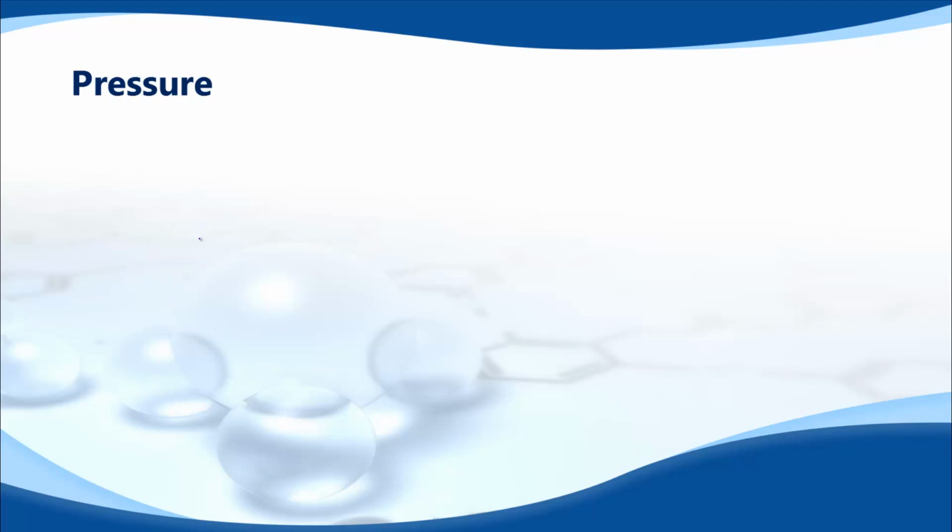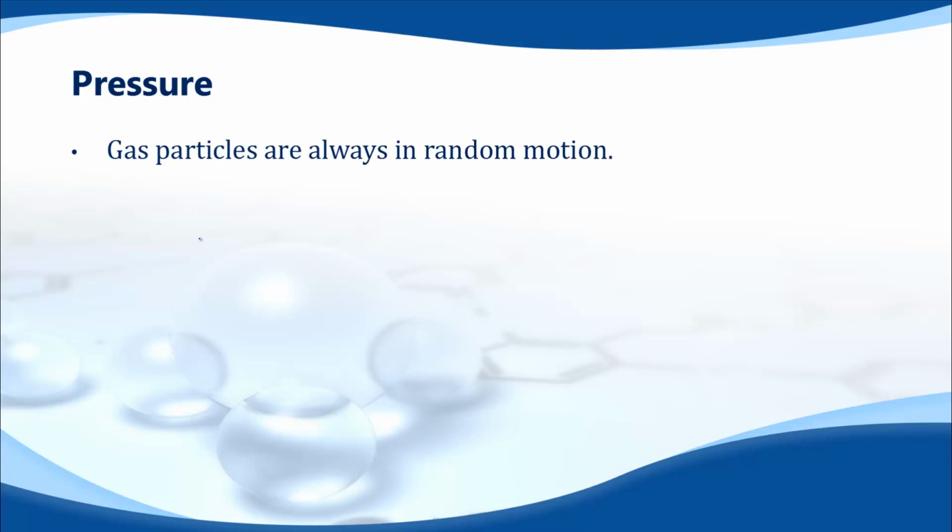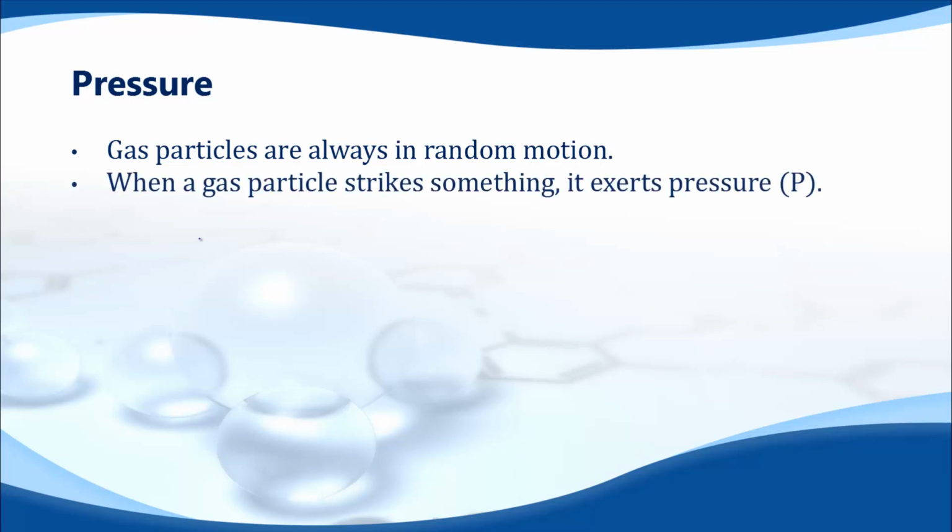Okay, so the first variable I want to go over is pressure, because that's one of the more important variables when we talk about gases. Gas particles are always moving, and when they're moving, they're always going to strike certain things. Whenever a gas particle strikes something, it exerts a pressure. The formula for pressure is force divided by area. So what we're talking about is the force of the collision divided by the area of the collision.